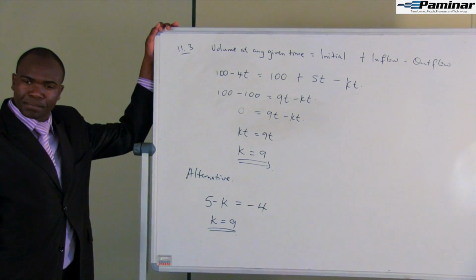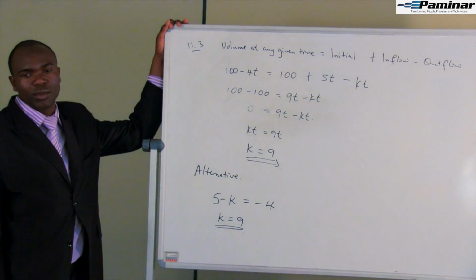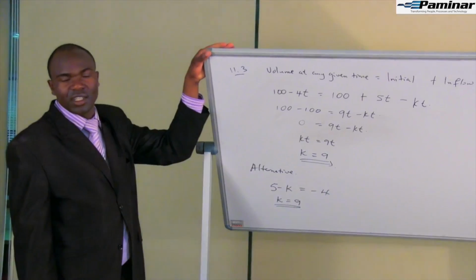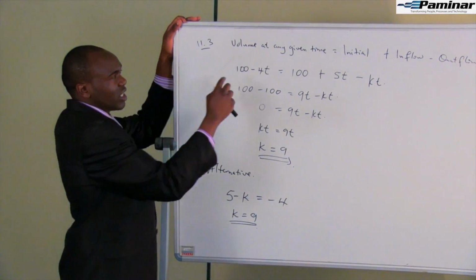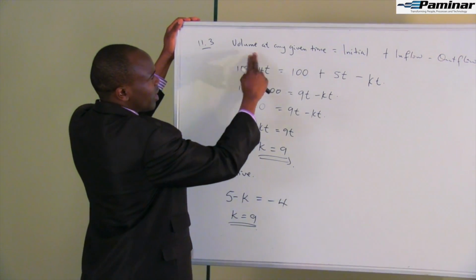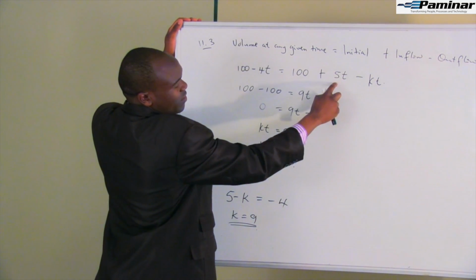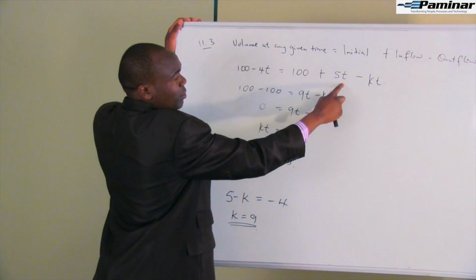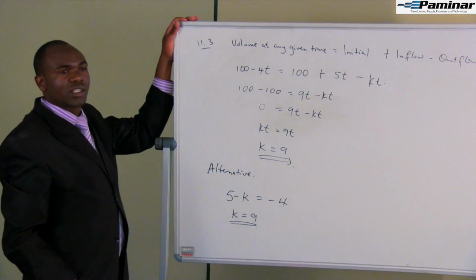If you use the second method, are you still going to get the same marks? Yes, 4 marks. You just choose the one that is simpler for you. This one is good because you can analyze that at any given time, the initial we had is 100, and then the inflow is 5 liters per minute, and then K per minute, and then you play around to get your answer.